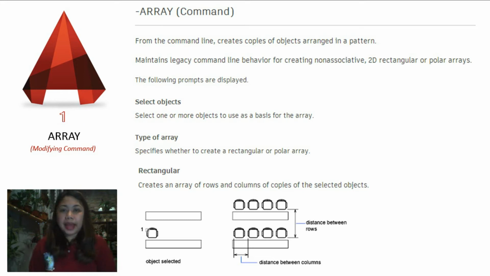So from the command line, creates copies of objects arranged in a pattern. So maintains legacy command line behavior for creating non-associative 2D rectangular or polar arrays. The following prompts are displayed. Select object. Select one or more objects to use as a basis for the array. The type of array specifies whether to create rectangular or polar array. There's two types. So first is the rectangular. So creates an array of rows and columns of copies of selected objects.